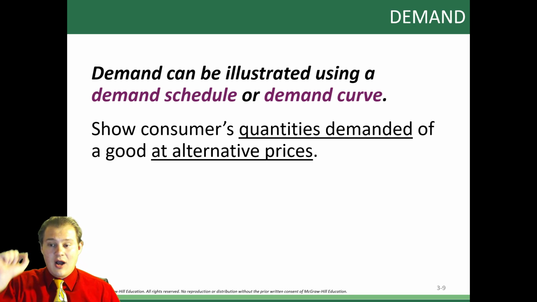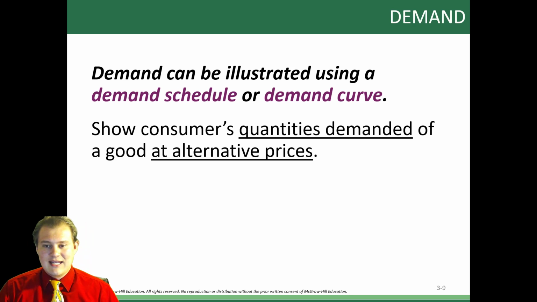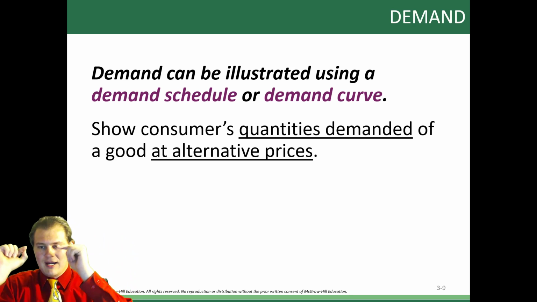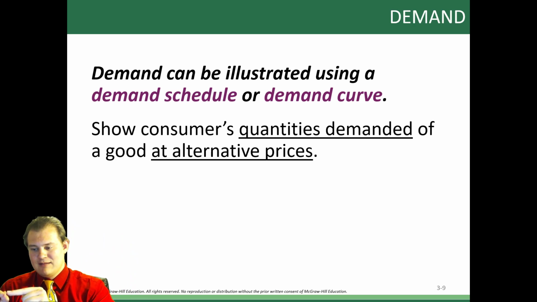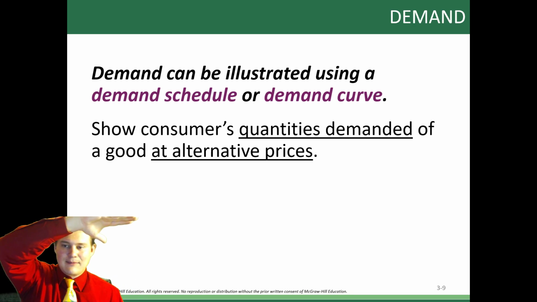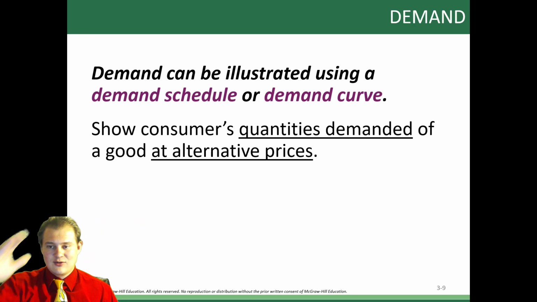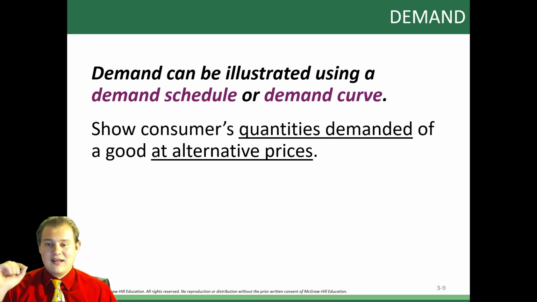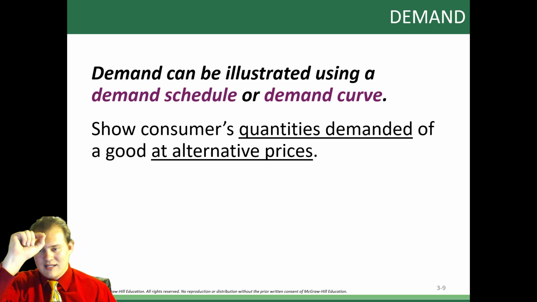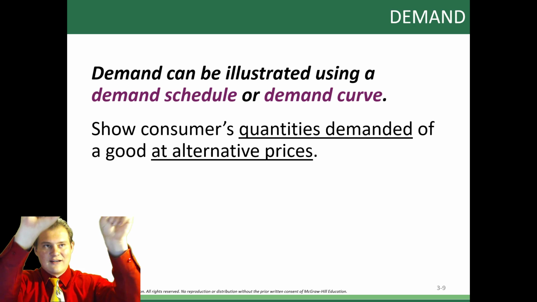So what we do is we take all the quantities demanded. We say at this price, how much is demanded? At this price, how much is demanded? We get every single point, and that makes up the whole demand curve. So the demand curve is a whole bunch of points, and every single one of those points is called a quantity demanded, and it's going to be at a different price level.